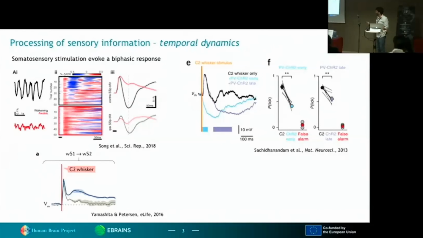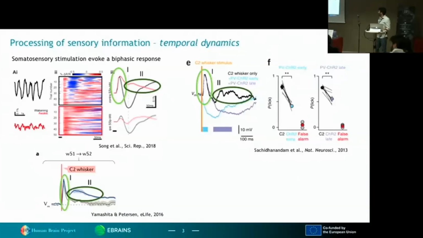Here I reported 3 examples of the biphasic dynamic of the somatosensory stimulation. And as you can see, the somatosensory stimulation leads to an early response that is faster and a secondary response or late response that is slower. And the important thing here is that this is observed both at single cell level, like in this group from Petersen, but also from entire cortical areas.